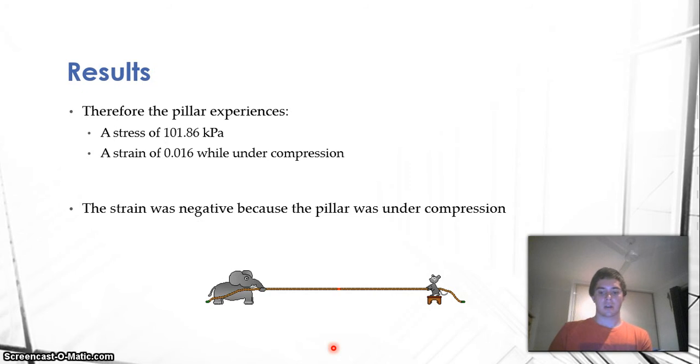Strain has no units. Therefore, the pillar experiences a stress of 101.86 kilopascals and a strain of 0.016 while under compression. The strain was negative coming out of the equation because the pillar was under compression, but due to a sign convention we know that this is positive under compression.